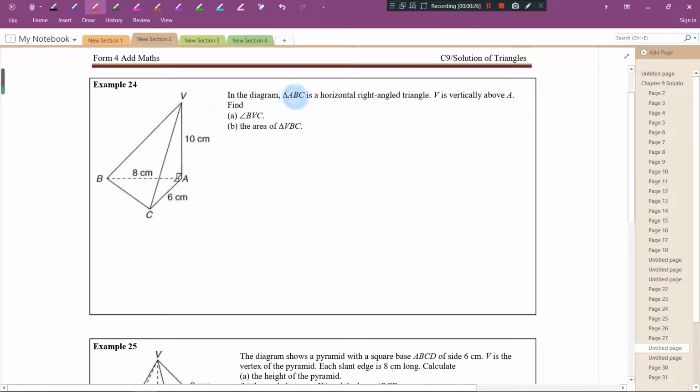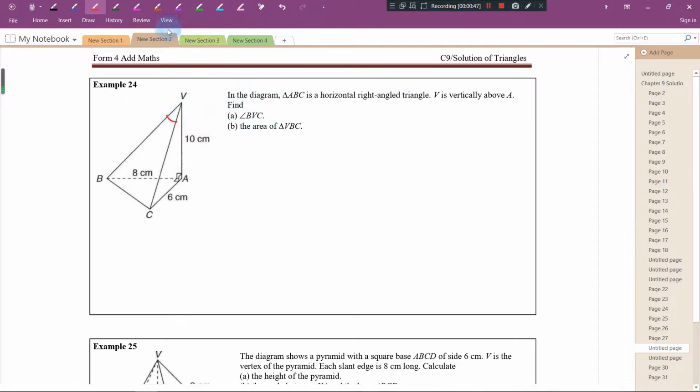In the diagram, ABC is a horizontal right angle triangle, with 90 degrees over here. V is vertically above A. So we want to find the angle BVC, which is over here.